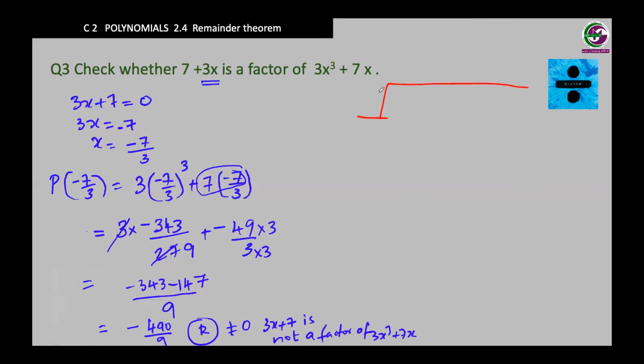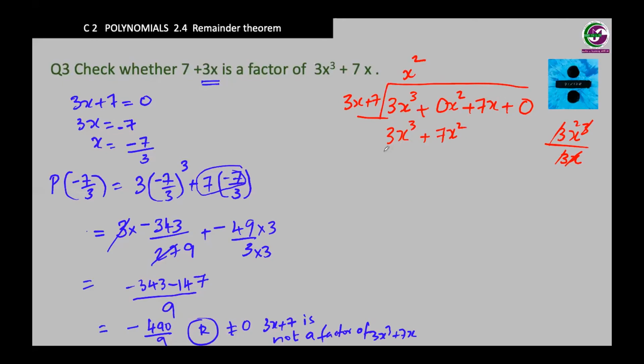But remember, there are missing terms. Because there is power 3 and no power 2, we can write power 2 with a 0. Then we have 7x, plus again a 0 because there is no last term or constant. Also, we have to rearrange the divisor. I did it. Now, first term, 3x cubed divided by 3x is x power 2, because they get cancelled. So only x square. So this is 3x cubed plus 7 times x square is 7x square.